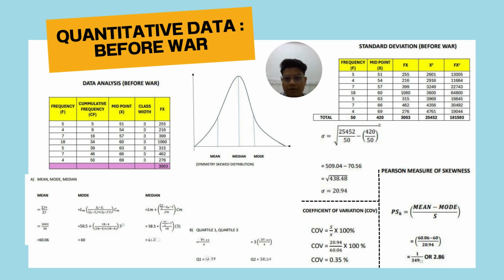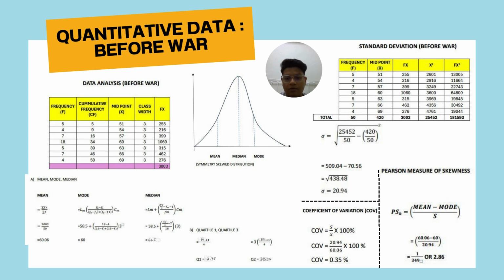For the standard deviation calculation, we use this formula and we got 20.94. Next, we calculate the Pearson measure of skewness. We use this formula, and the answer that we got is 2.86.